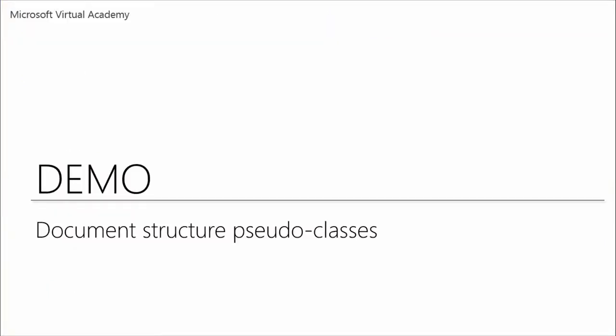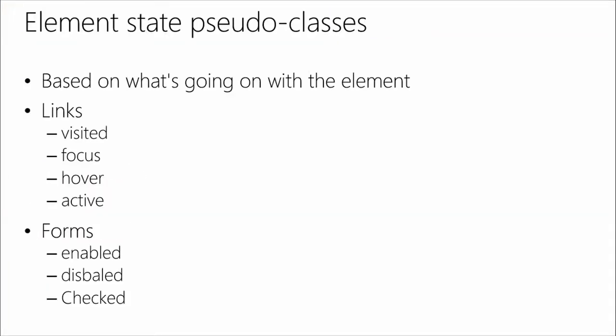Now, how about, rather than based on document structure, how about element state, based on what's going on? So maybe we want something to look different if you've clicked on it. Then maybe we want to bold it, like a checkbox. Or maybe if you hover over something, then we want to put the underline back onto it.